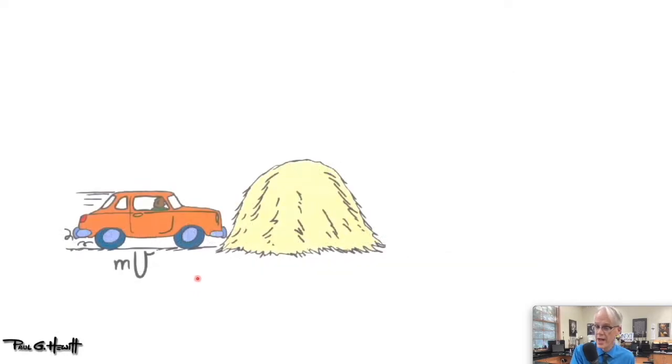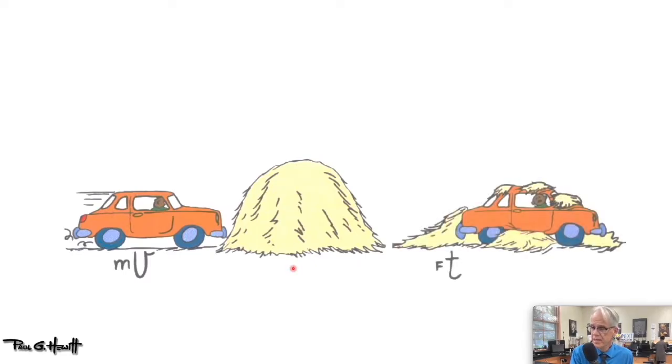Let's look at an application of this. Let's say we have a car, and it has some momentum because it has mass, obviously, but it has some velocity, and it's moving along. Now we're going to bring it to a stop over a long period of time by running it into something nice and soft, say a bunch of hay. This means that the time that we took to slow this car down was very large. The force on it will be smaller.